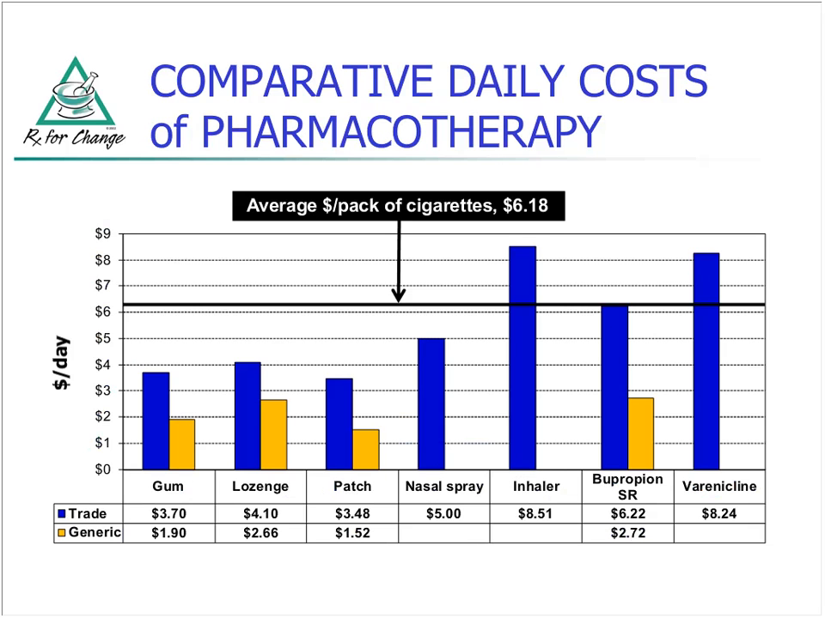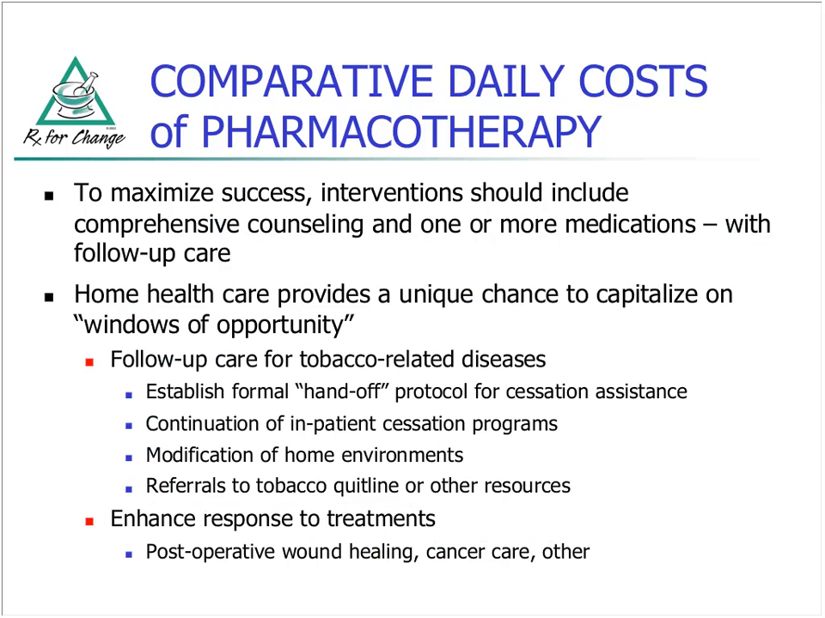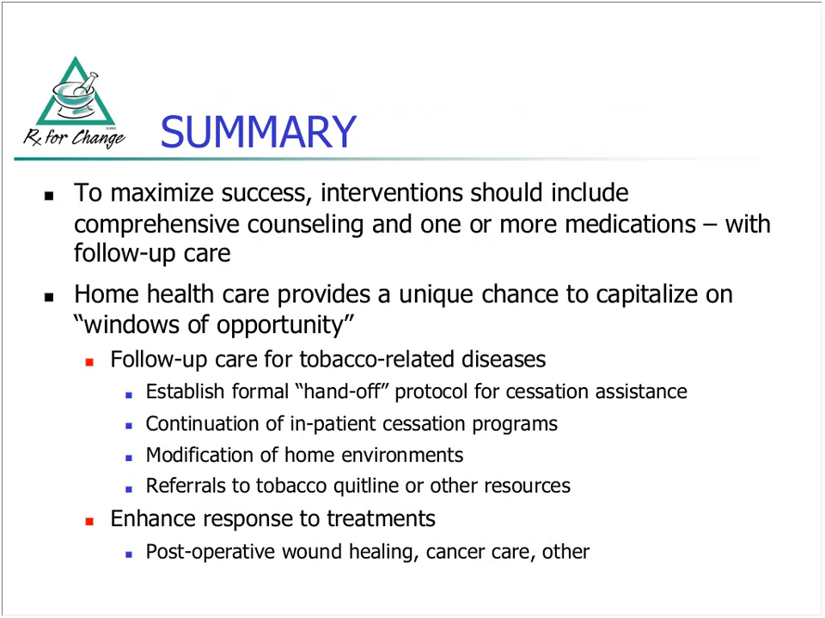Well, in reality, it's cheaper for most patients to use the medication than it is to smoke. If the average pack of cigarettes is $6.18, which is the current figure for the United States, and highly variable by state, most of these medications are less than that per day, assuming that you smoke a pack of cigarettes a day, which is 20 cigarettes. These two are a little higher, varenicline and the inhaler, but it's for short-term use. It's for 3 months, and then you're done. Whereas if you smoke, you're going to be paying that for the rest of your life. So huge difference.